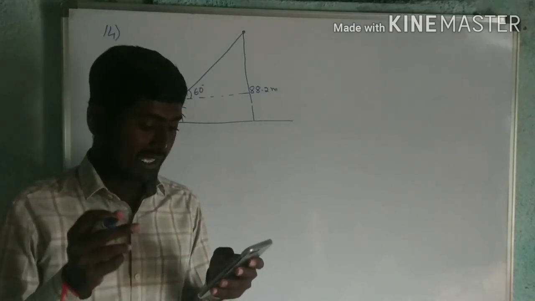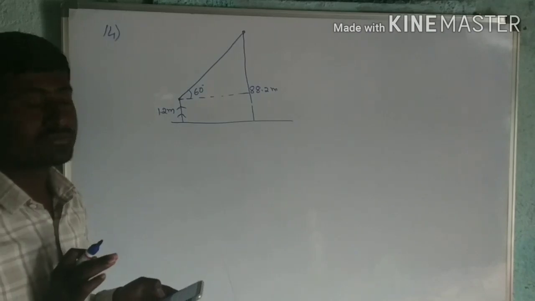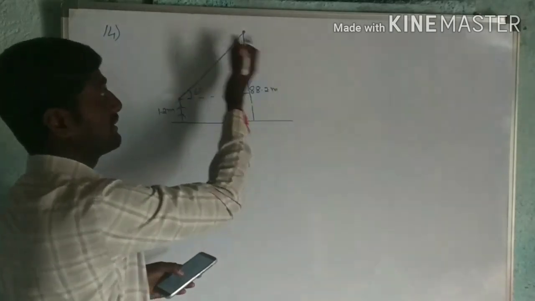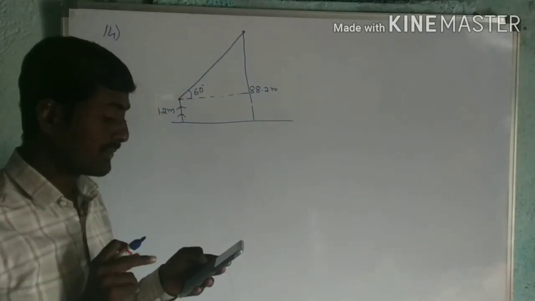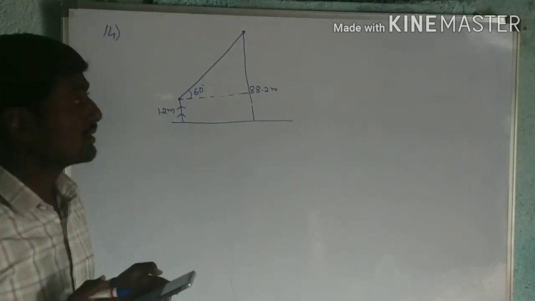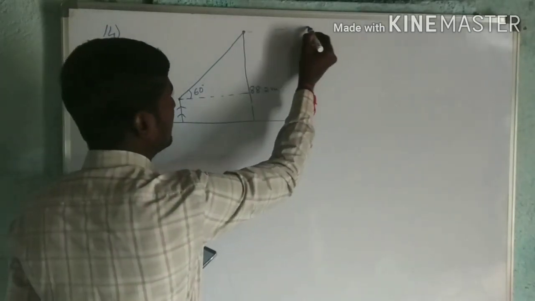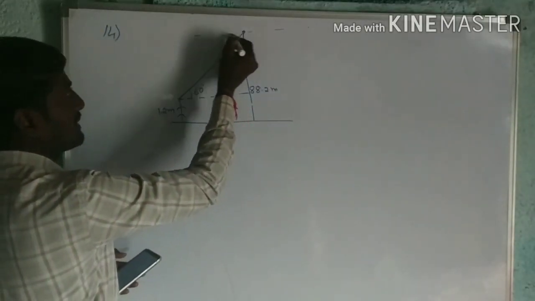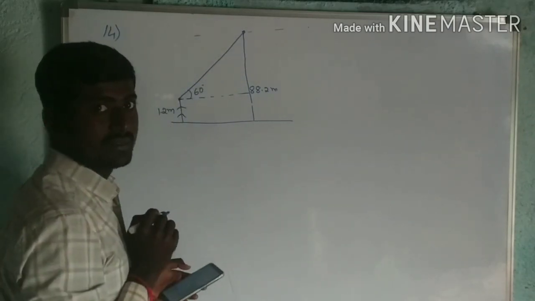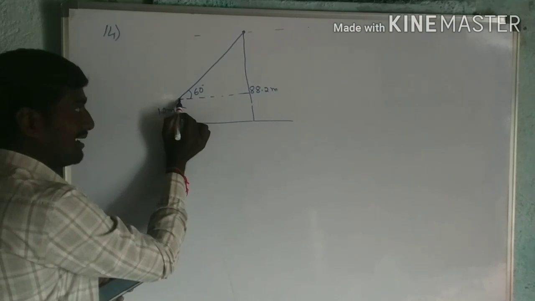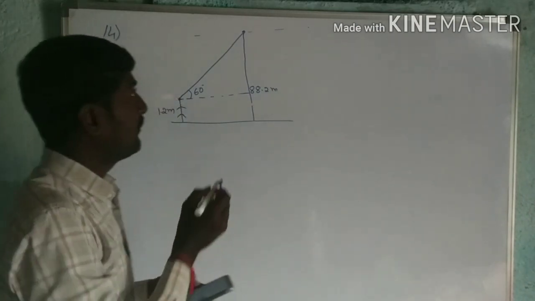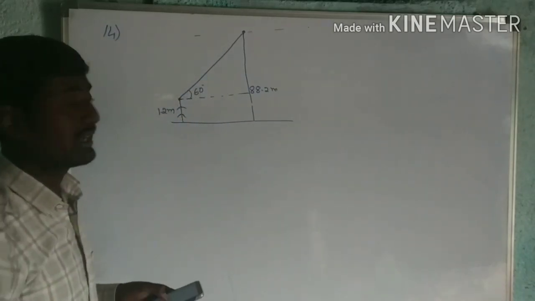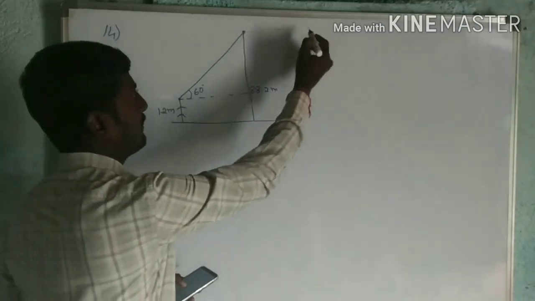Now after some time, the angle of elevation reduces to 30 degree. Because of wind, the balloon changes its position. Either it may go that side or this side. But we have to see the angle of elevation, 30 degree given. The height must be the same, 88.2. If I take the balloon here, it cannot become 30 degree. It must be more than 60 degree. Therefore, the balloon must be here.